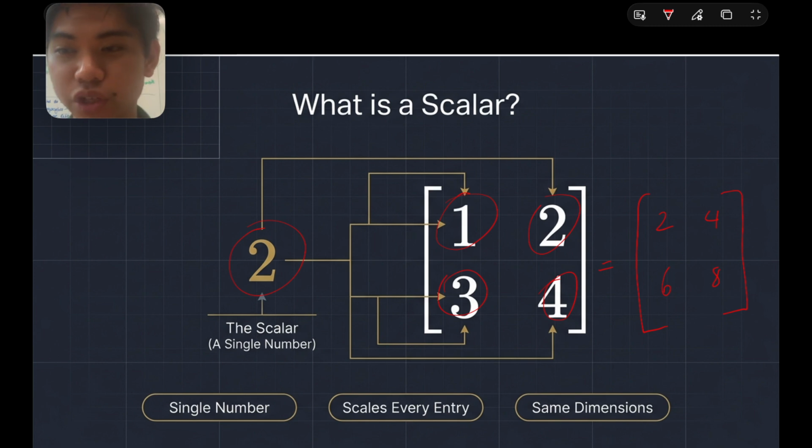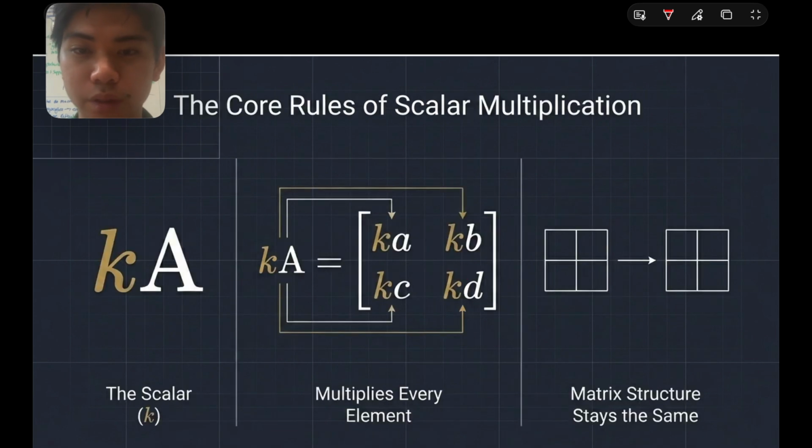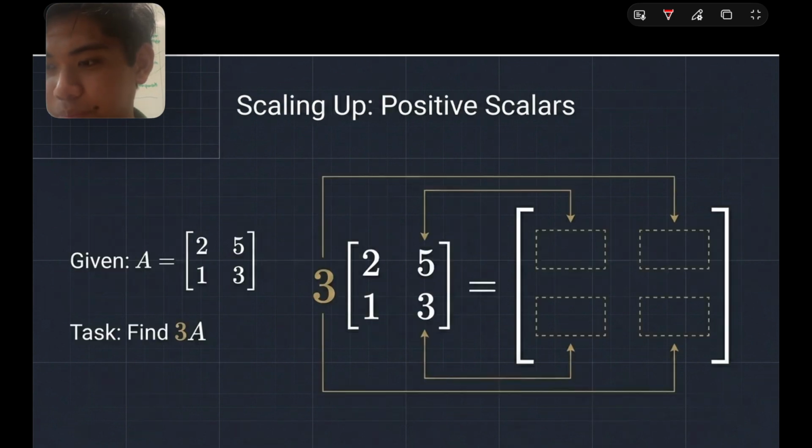and the same dimensions as well. So we're not changing the dimensions. This right here, which is our answer, is still a 2 by 2 matrix. So as I've said, here are the core rules of scalar multiplication. Okay, so we let k be the scalar, and that is going to be just a number and multiplies every element, but the matrix structure stays the same.